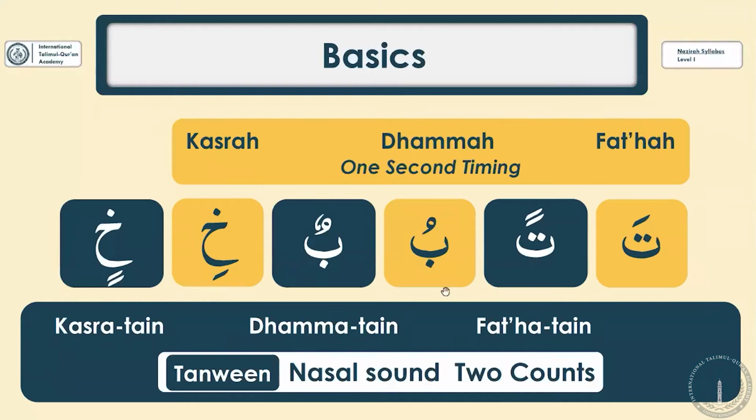Now in these darker boxes, we can see that we have examples of letters that are munawwan, so letters that carry a tanween. So for example, over here we have a letter carrying fathatain. Over here we have the letter ba carrying a dhammatain, and over here we have a letter carrying kasratain. Okay, and we've all learned before that a tanween requires us to make a nasal sound that lasts for 2 seconds or 2 counts. Okay, so for example, this will be tan, bun, khin.